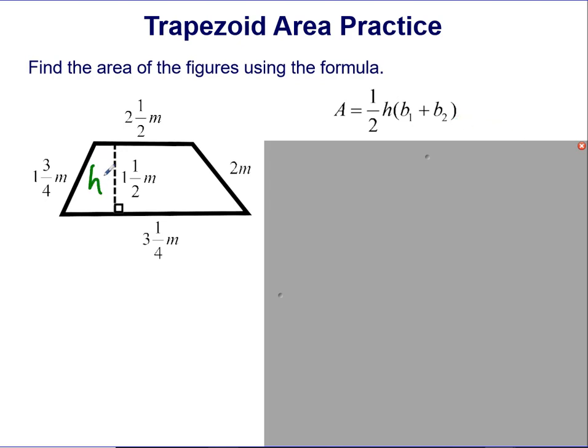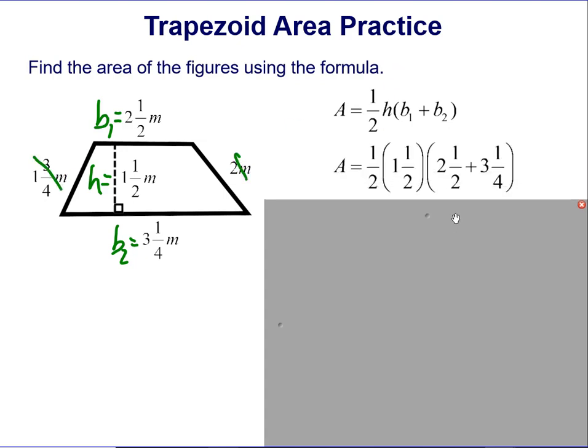My height is 1 1/2 meters. Base 1 is 2 1/2 meters, and base 2 is 3 1/4 meters. These two numbers are not necessary for this formula. I substitute in my values.